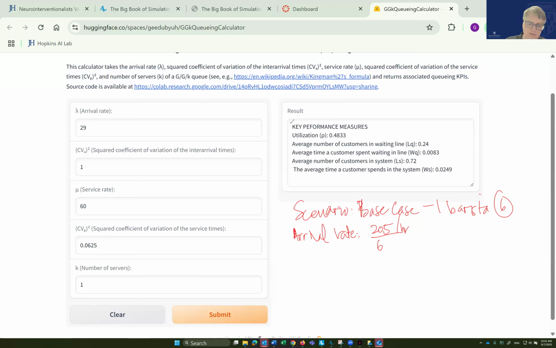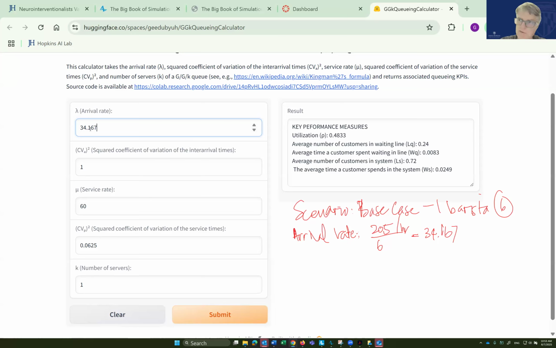So 205 divided by 6 is 34.16, let's say 7. It's actually 0.16 recurring. That's fine. So let's think about how we're going to analyze this. I need to change my arrival rate accordingly, so it goes up. What we're thinking is going to happen here is utilization is going to go up because now I have to do the work of seven using only six people.